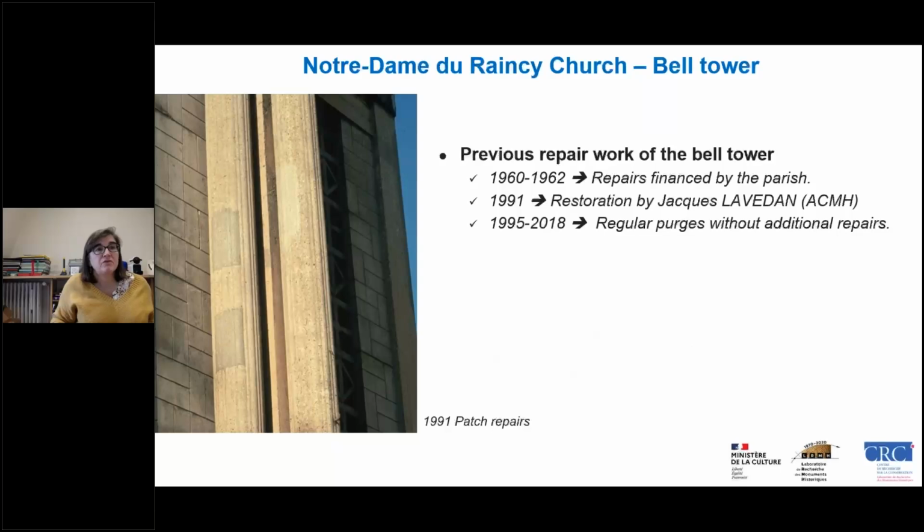We had previous repairs on this bell tower, first in the 60s, and then in the early 90s, and then from 95 to 2018, regular purges due to spalling, without additional repairs.